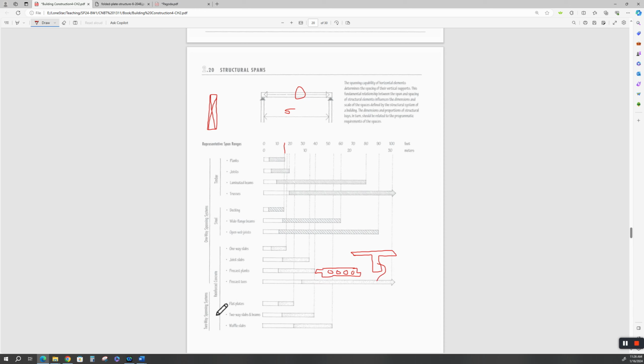And let's see, what is this? Flat plates. Two-way spanning systems. This is a one-way spanning system. You know what a one-way spanning system is, right? And this is a one-way spanning system for concrete. All right, this would be two-way. Flat plates can go up to about 25 feet. I've designed some two-way concrete slabs that spanned about 25 to 30 feet.